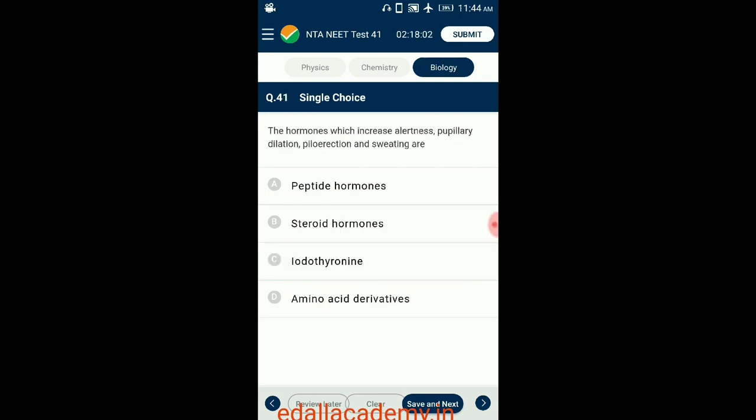Question number 41. The hormones which increase alertness, pupillary dilation, piloerection and sweating are. Adrenaline is derived from catecholamines, which are amino acid derivatives. They are secreted in response to stress of any kind and during emergency situations. So the answer for this question is option B, steroid hormones.